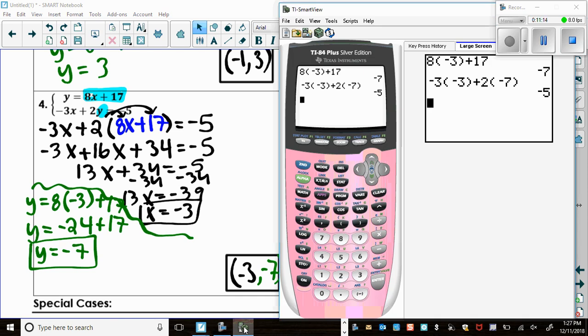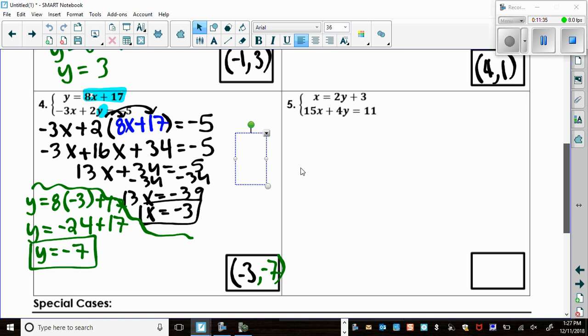I went ahead and showed you on my calculator. I plugged in these values into both of these equations. The first one is y equals 8x plus 17. I ended up getting the y value -7, so check mark there. And the second one, I wanted to equal -5. That was the original equation, and I ended up doing that. So hopefully so far so good for you guys.